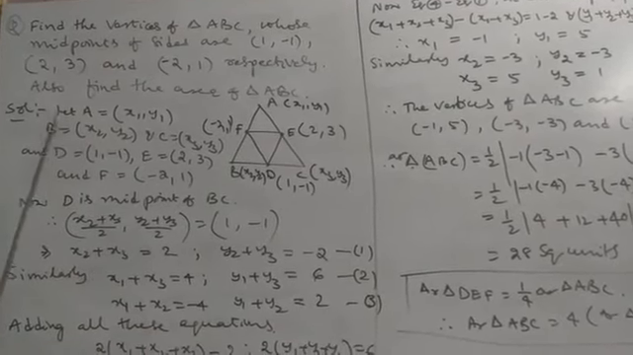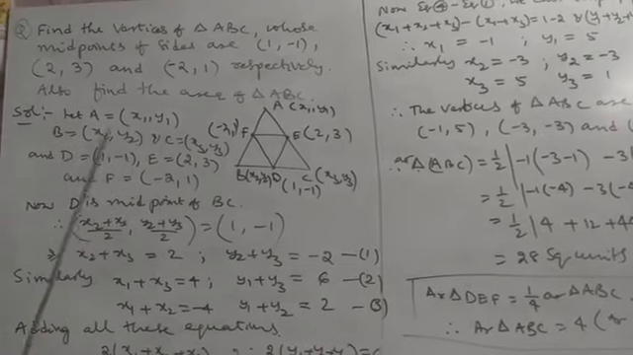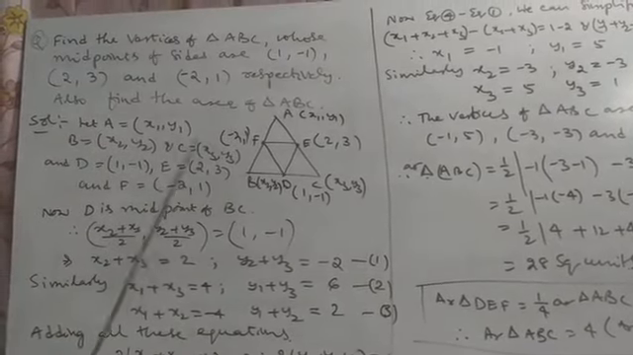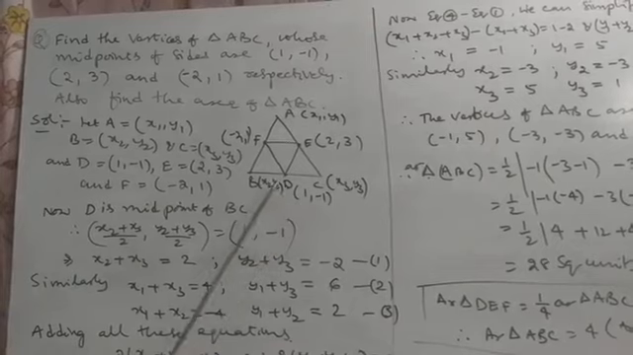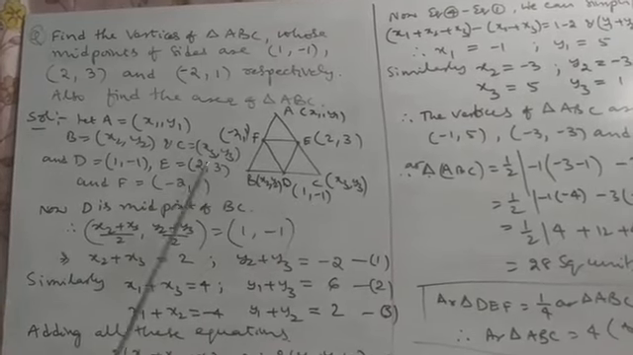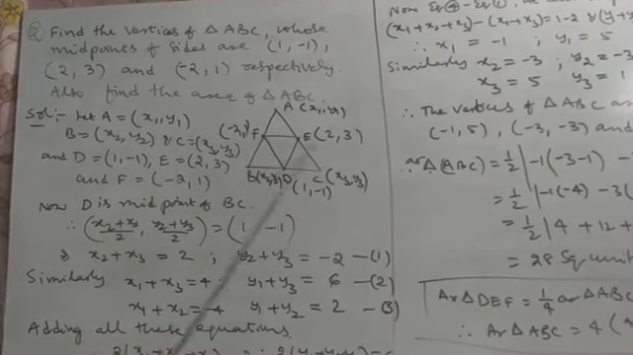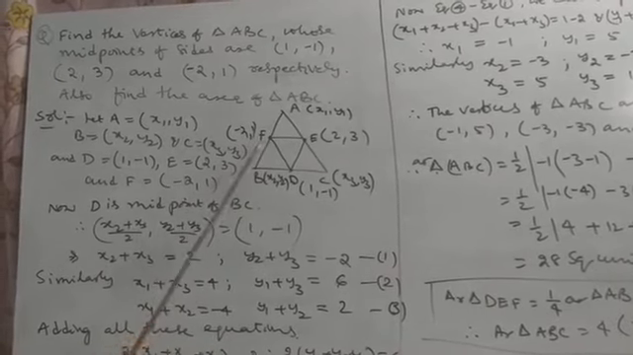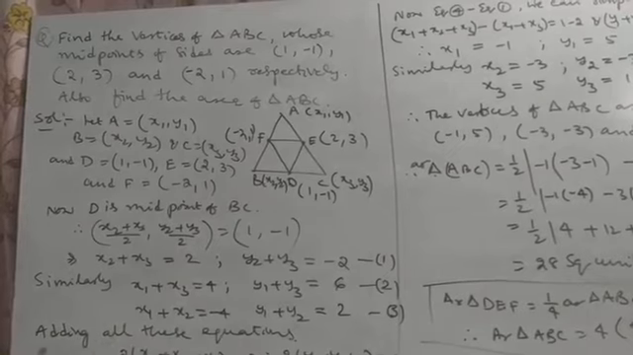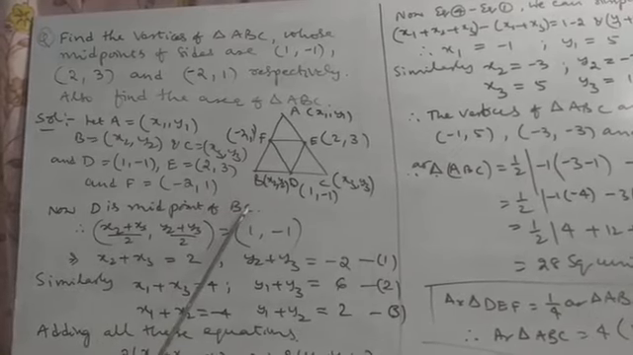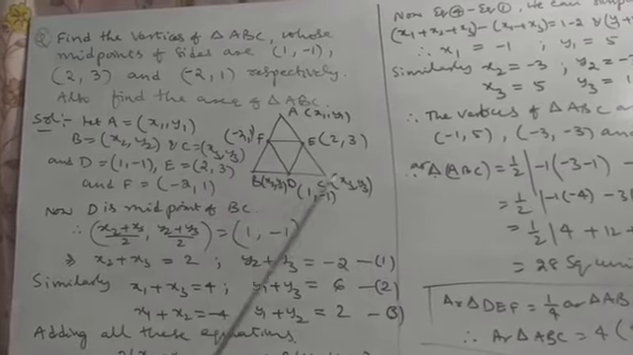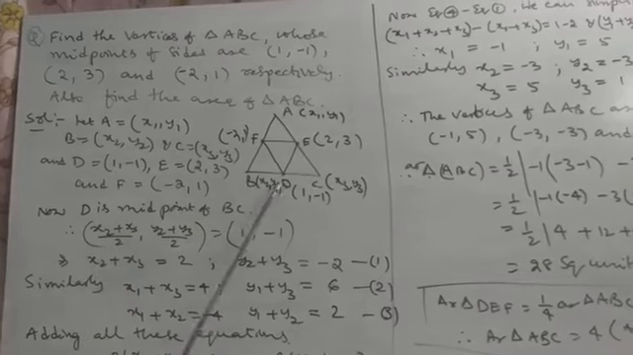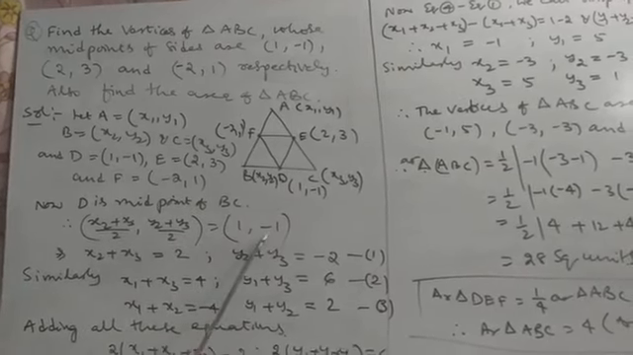So let us consider A equal to (x1, y1), B equal to (x2, y2) and C equal to (x3, y3), and D equal to midpoint of BC, that is (1, -1), E equal to midpoint of AC, that is (2, 3), and F equal to midpoint of AB, that is (-2, 1). Now D is midpoint of BC, therefore by midpoint formula, ((x2 + x3)/2, (y2 + y3)/2) equal to (1, -1).